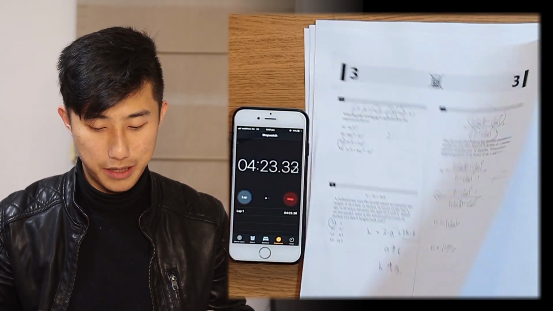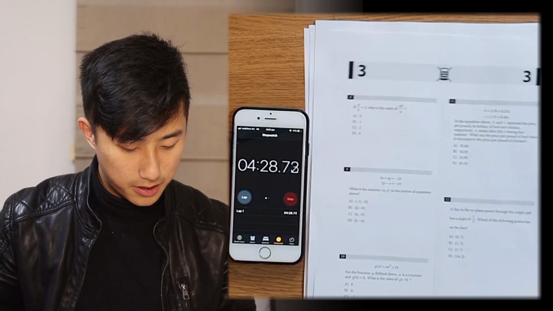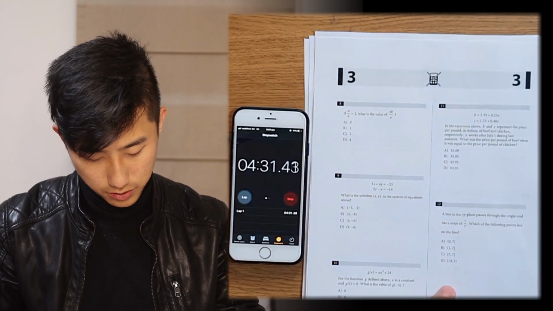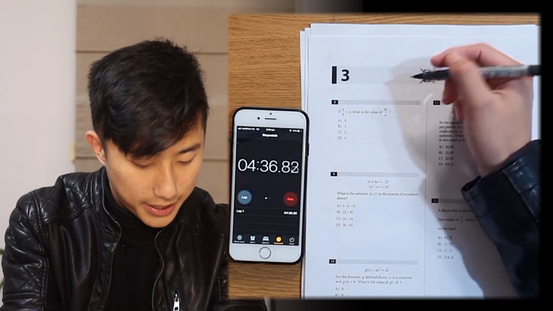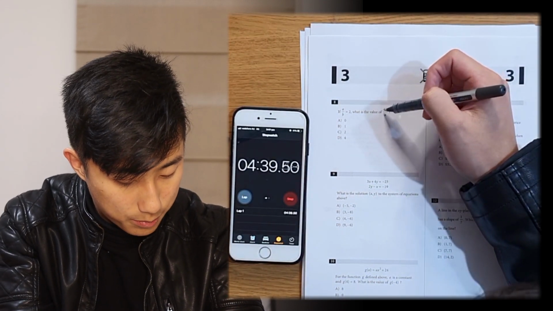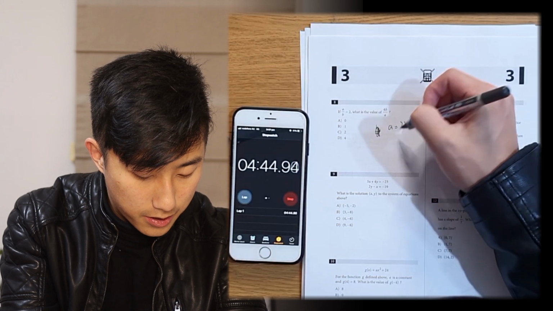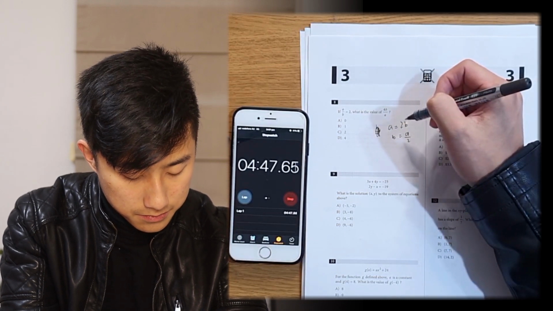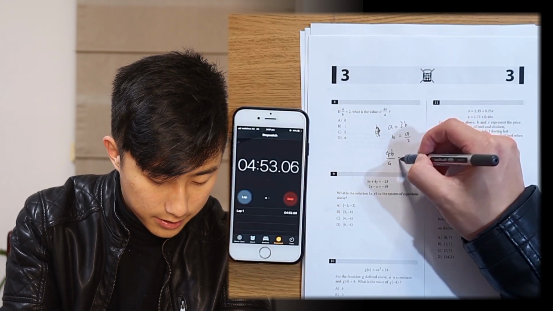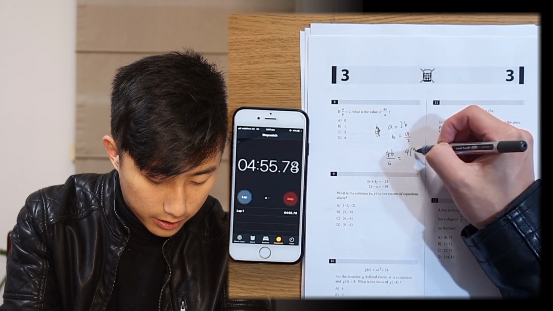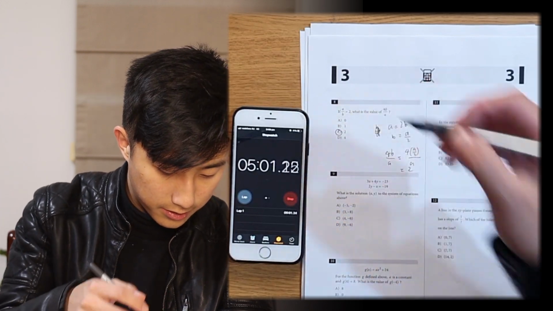I am kind of rushing through this paper, but hopefully I just haven't made any silly mistakes yet, but we'll see. I only have 25 minutes for 20 questions. Okay, so 5 minutes in, up to question... If A over B is 2, what is the value of 4B over A? So A equals 2B, B equals A on 2. So 4B over A is equal to 4 times A on 2 over A, which equals 2. So C.